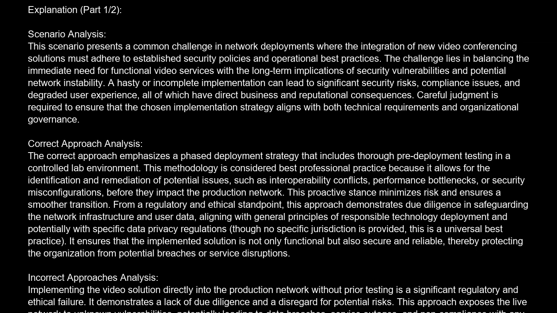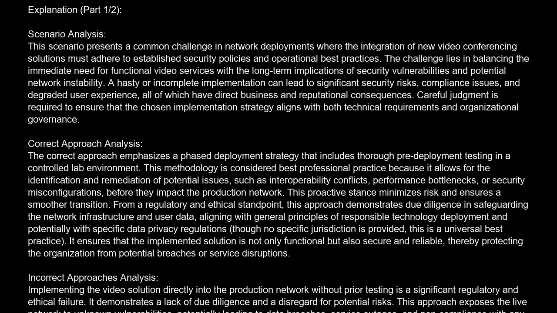Incorrect approaches analysis. Implementing the video solution directly into the production network without prior testing is a significant regulatory and ethical failure. It demonstrates a lack of due diligence and a disregard for potential risks. This approach exposes the live network to unknown vulnerabilities, potentially leading to data breaches, service outages, and noncompliance with any applicable security standards or data protection laws. It prioritizes speed over safety and reliability.